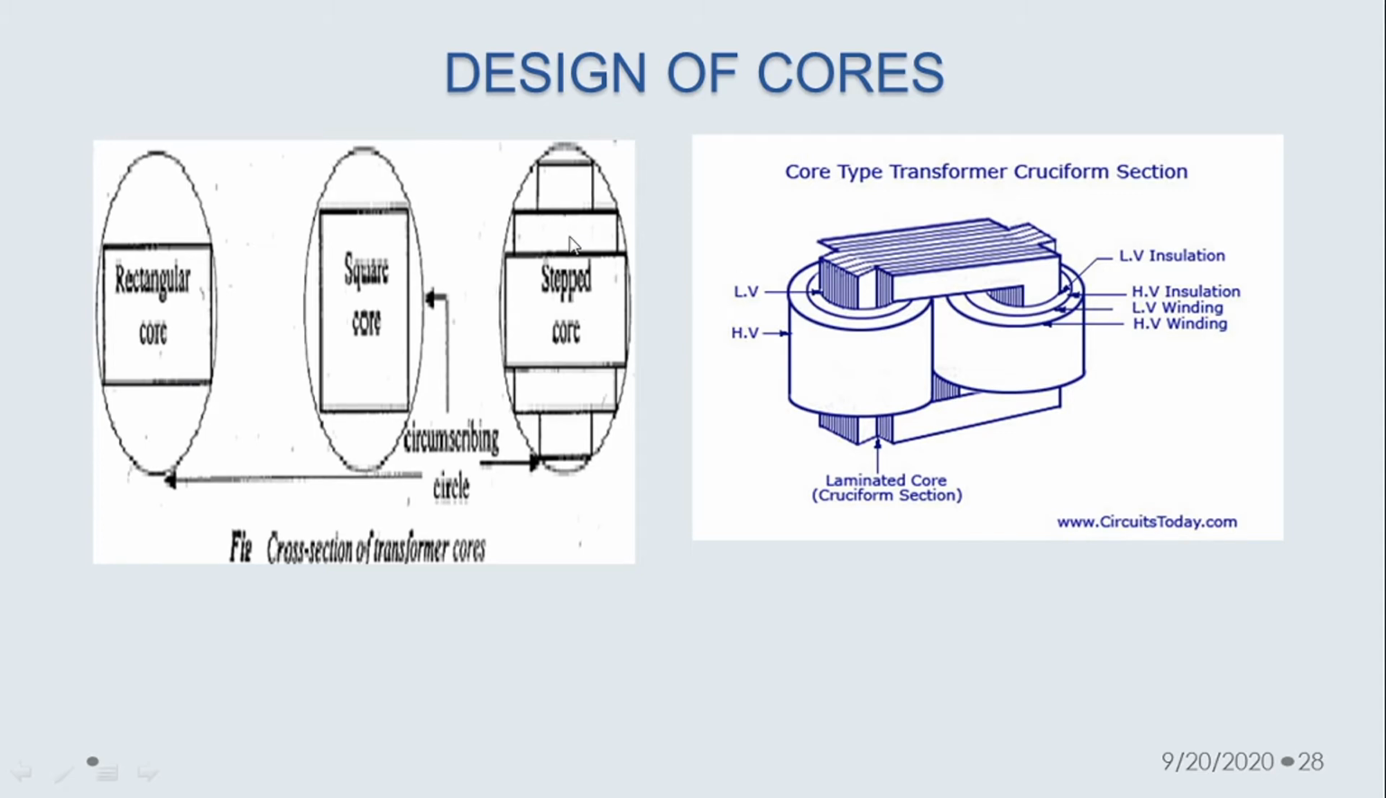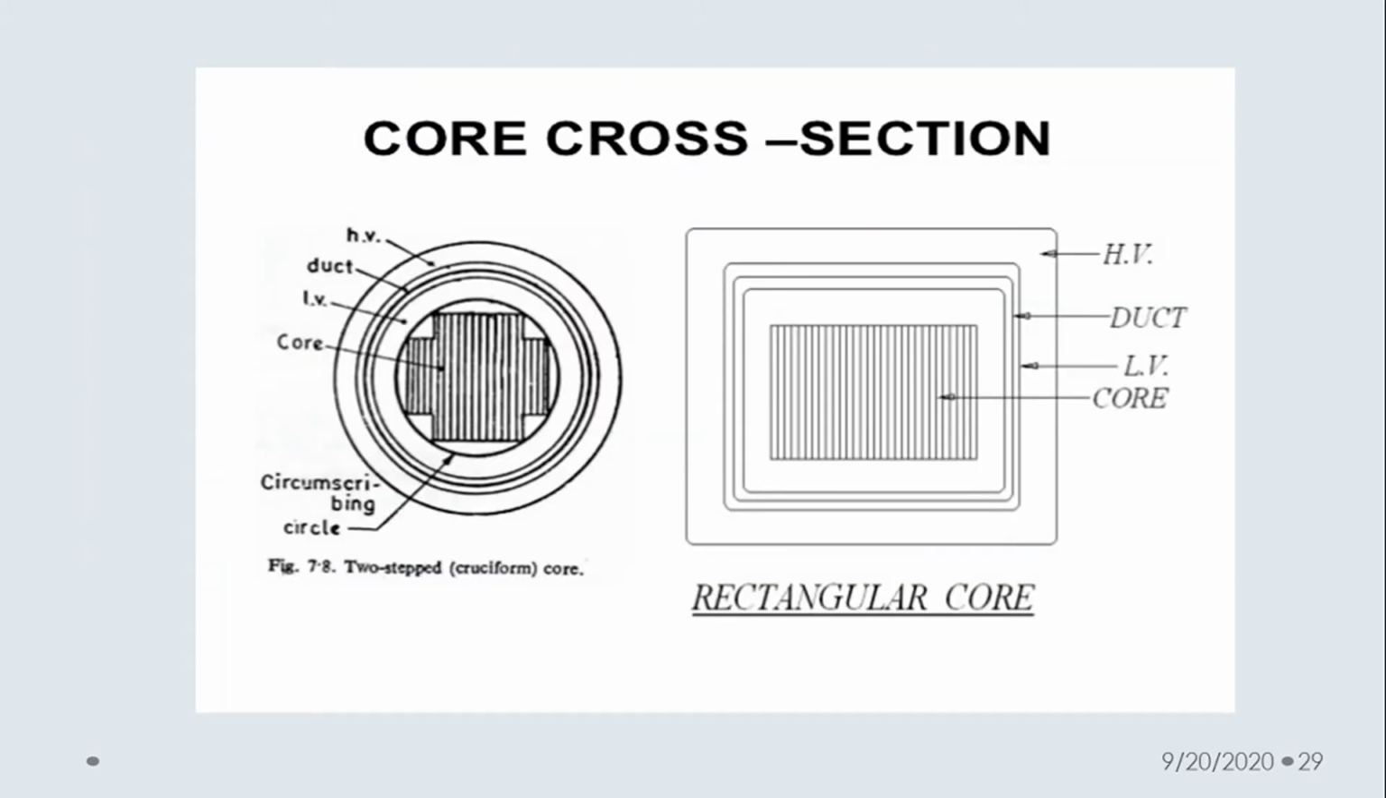And this is a three-stepped core, where the winding coils are surrounded by the core, correct? So which one is better? What is the importance of having steps in the cores? That we have to see in the design of the cores. This is the core cross section. This is a two-stepped or cruciform core. If you continuously connect here, this will be two steps.